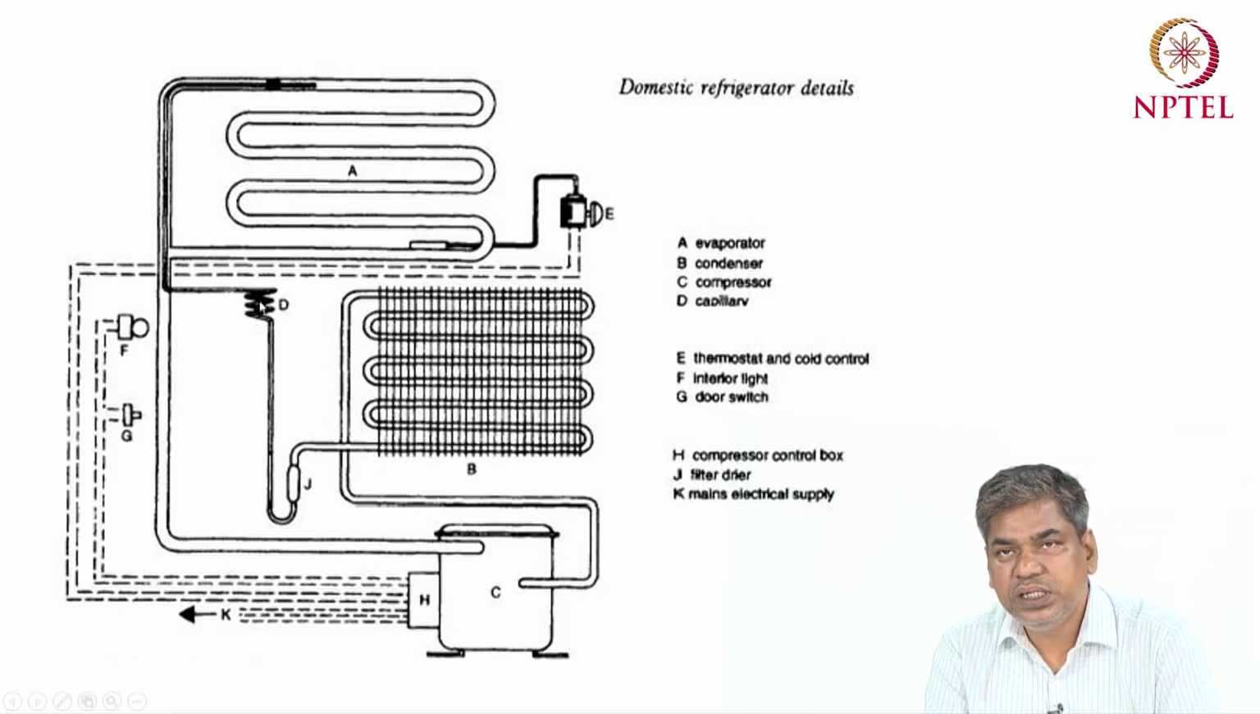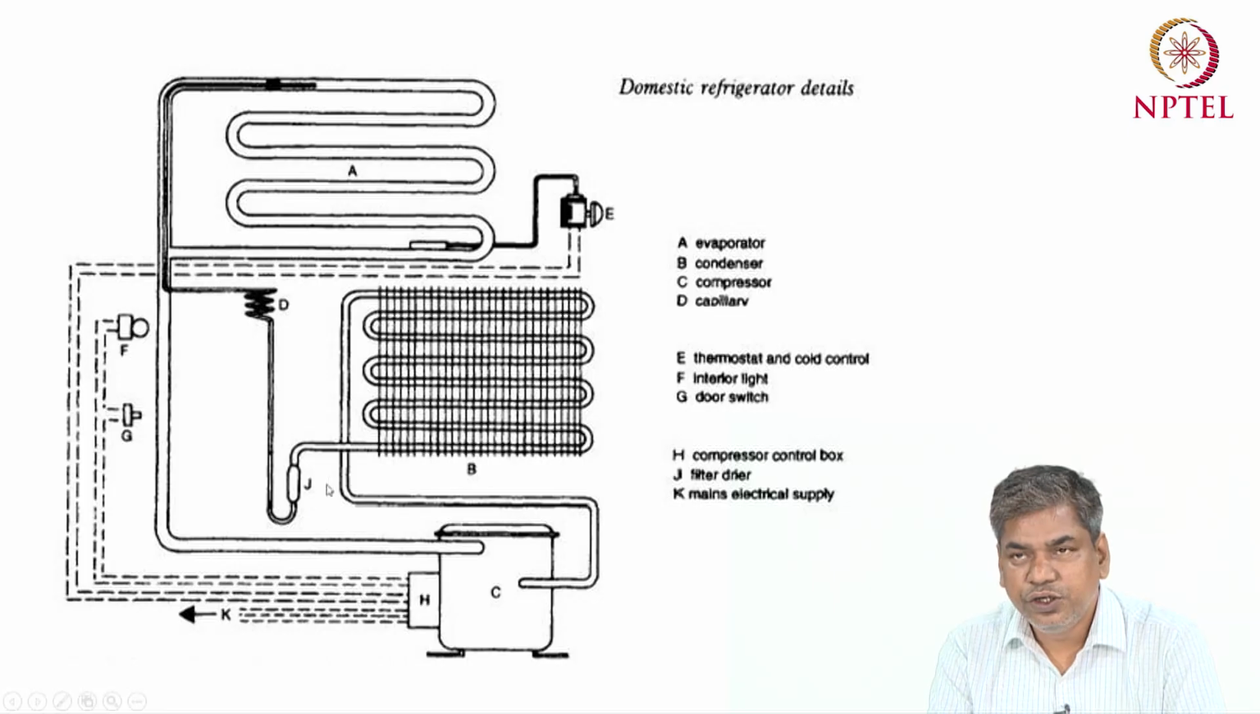And apart from this, D is basically the capillary tube expansion device. Other components like J, this is the filter dryer. Then G is basically the door switch, and F is basically the interior light. Okay, and E is basically the thermostat, or cold control.